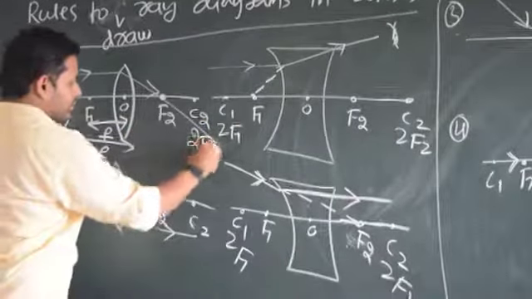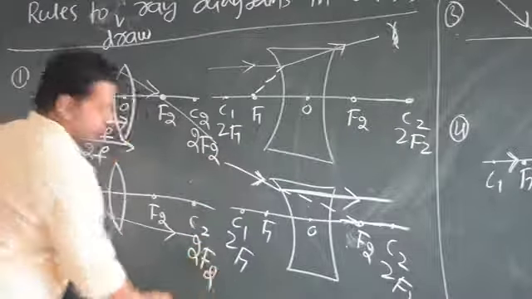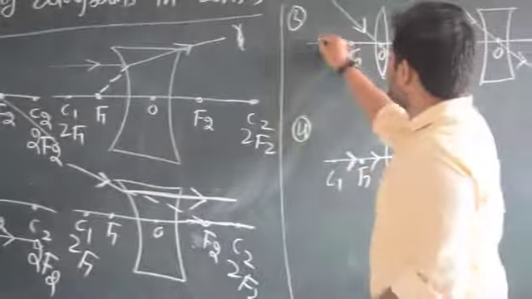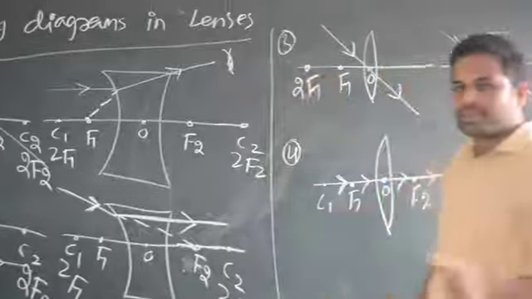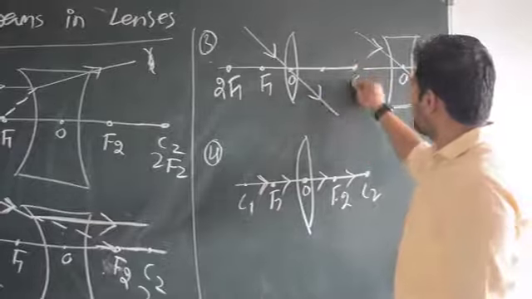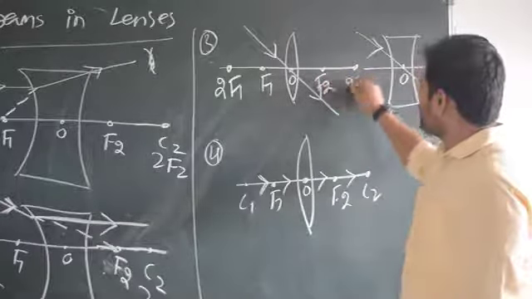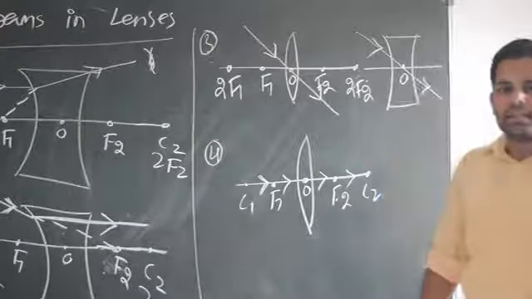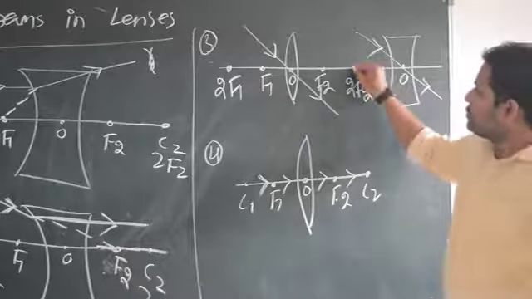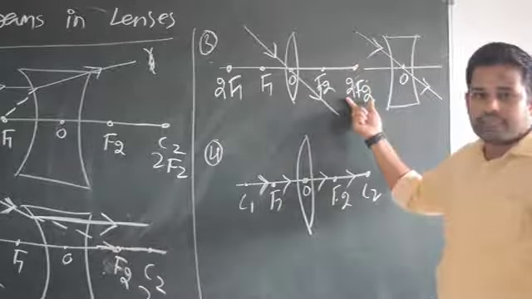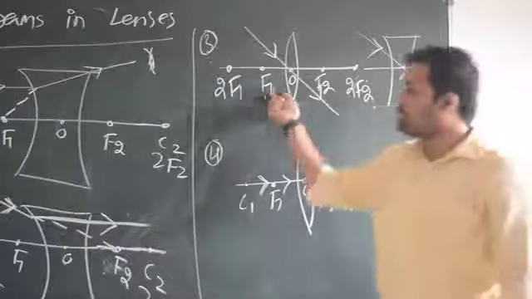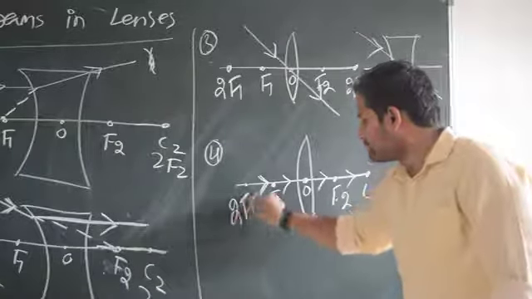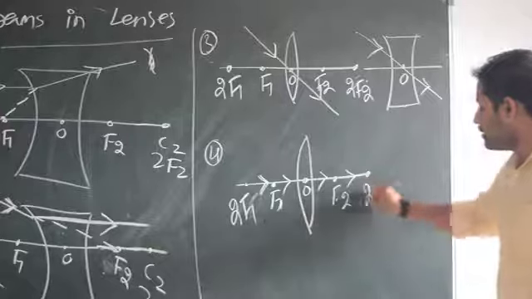From now onwards, instead of C2 we are using 2F2, because it is double the focal length. 2F2 is nothing but C2 only, but let us not use that. As per NCERT, questions will be asked taking 2F2 into consideration. They are not taking C2, they are taking 2F2 only. So 2F2, F2, F1, 2F1. Here also, F1 is there, and it has to be not C1 but 2F1. Here F2 is there, and again I have to write it as 2F2.